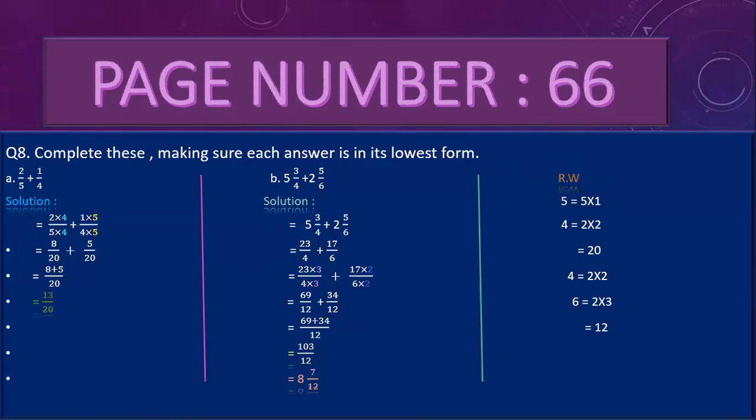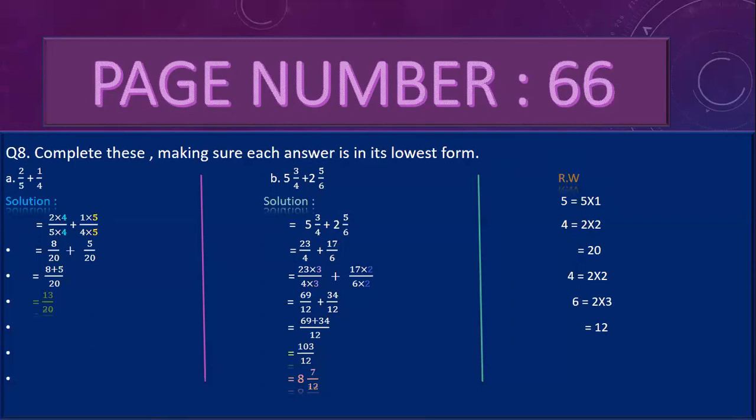Part B, 5 whole number 3 over 4 plus 2 whole number 5 over 6. The question is given in mixed numbers. So first we convert them into improper fractions. Then in the second step, we make both denominators the same. In the third step, we add the numerators, and at the end, what will we do? We convert it into a mixed number.